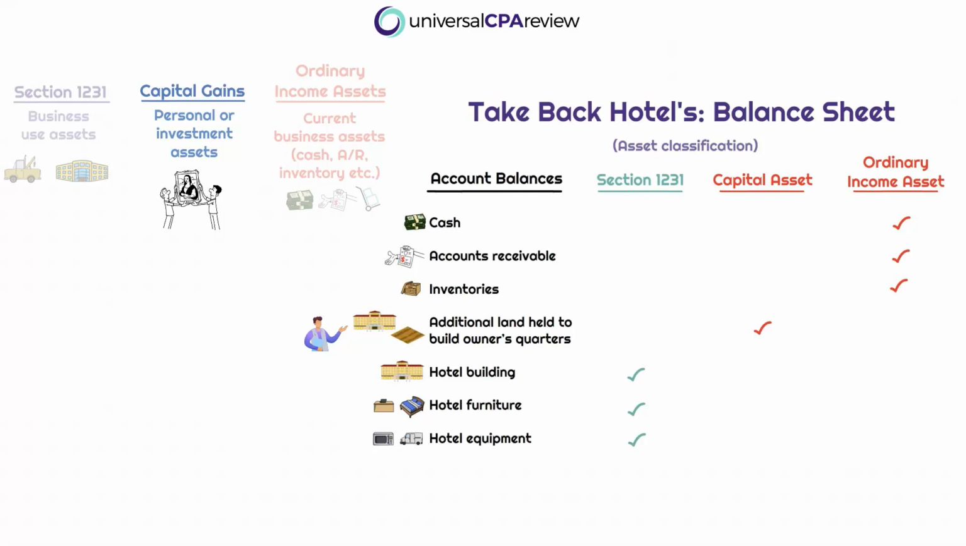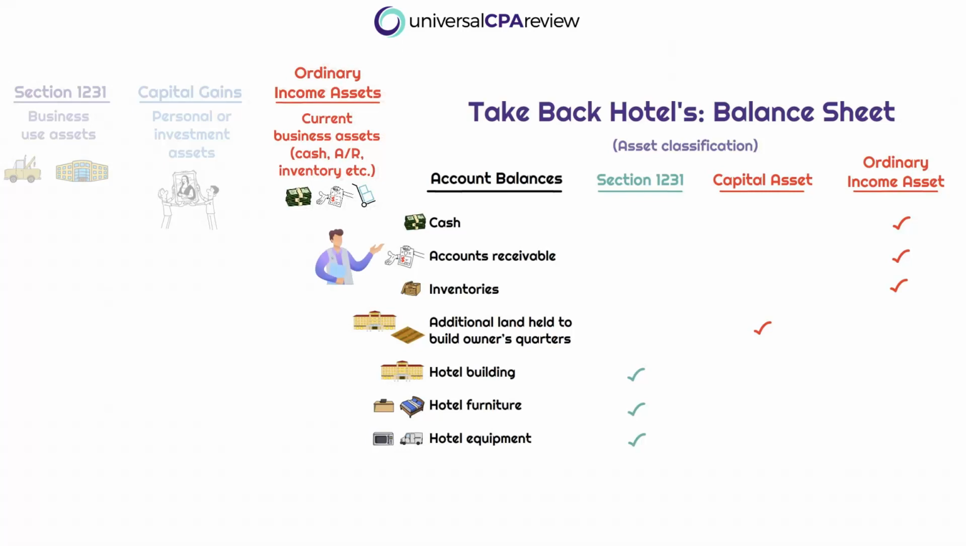And that's the difference between a capital asset versus Section 1231. All right, but let's not forget about ordinary income assets. These assets are your good old-fashioned current assets on the balance sheet, right? They're not going to be capital in nature and they're not trade or business use assets. So we're talking about cash, accounts receivable, inventories.